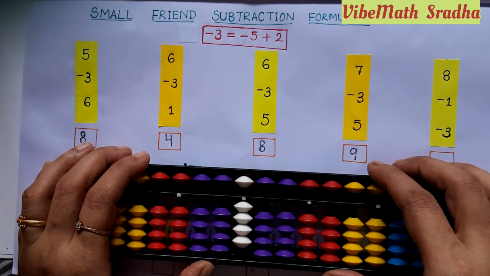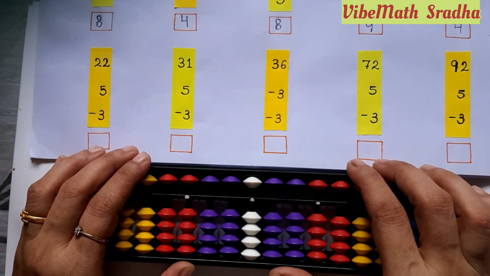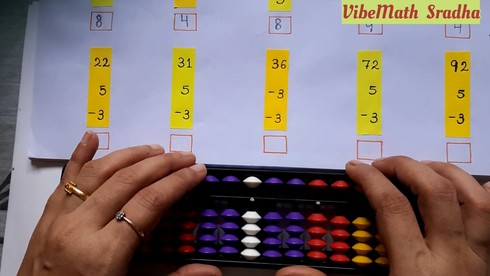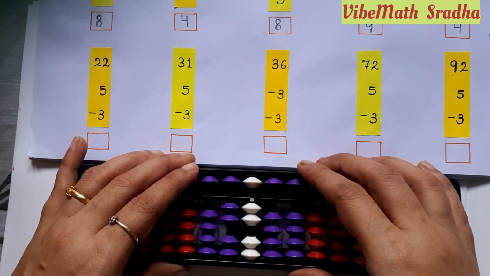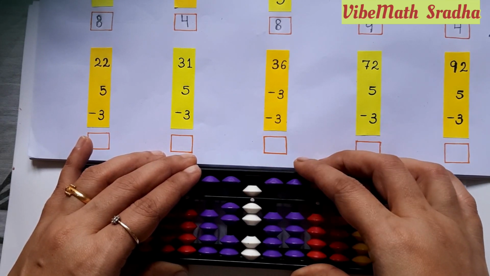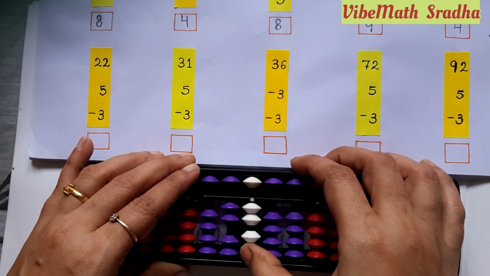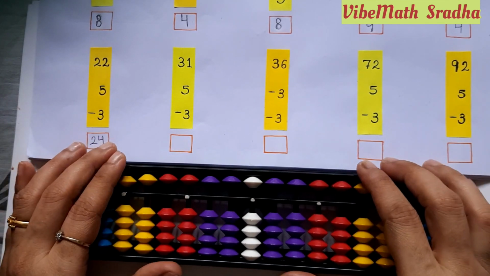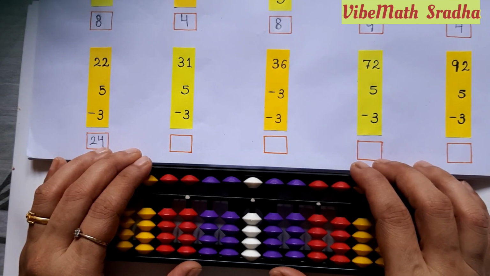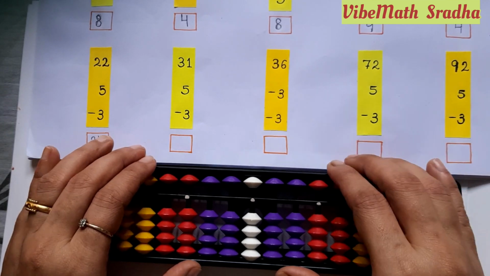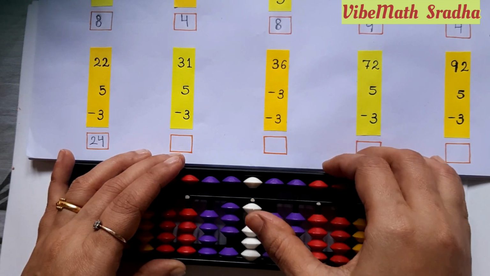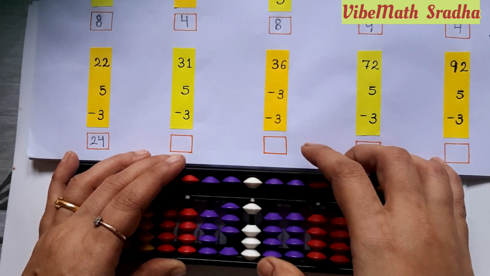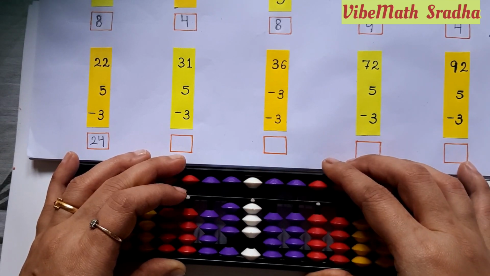Our answer is 4. Let us solve the next question, that is 22 plus 5 minus 3. 22 plus 5 minus 3 is minus 5 plus 2. Answer is 24. Our next question here is 31 plus 5 minus 3. 31 plus 5 minus 3 is minus 5 plus 2. Answer is 33.